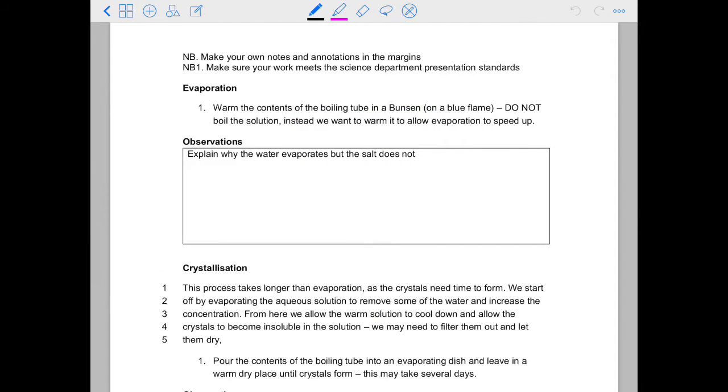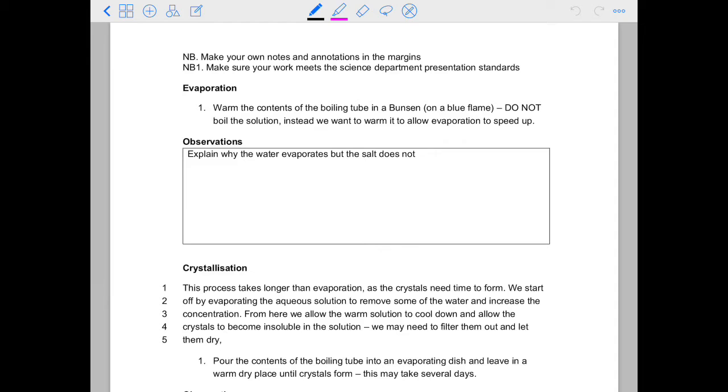So next, what you would need to do in order to get the salt fully back is leave it to evaporate. This is something you could do at home as well. I wouldn't heat it up at home. Please don't do that. But you could just leave it sitting on a sunny windowsill for a while. It might take several days, but you will end up with the water evaporating out and the salt being left behind. So why does the water evaporate but the salt does not? I would like you to think about that for a moment and then come back and answer it.